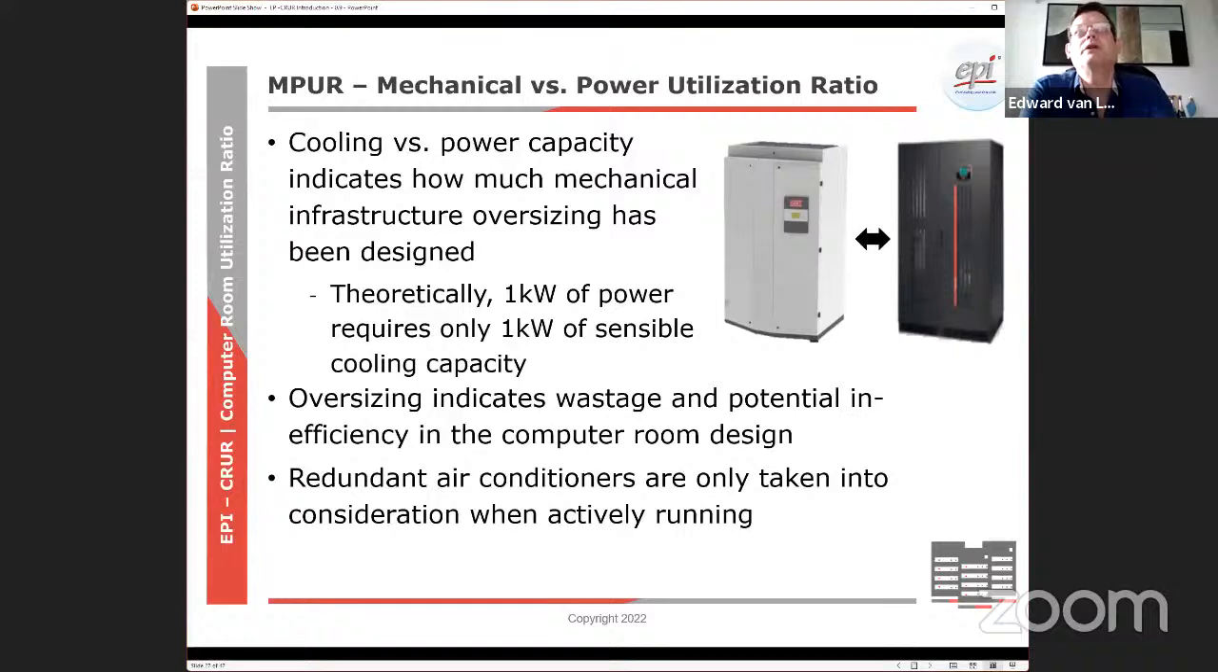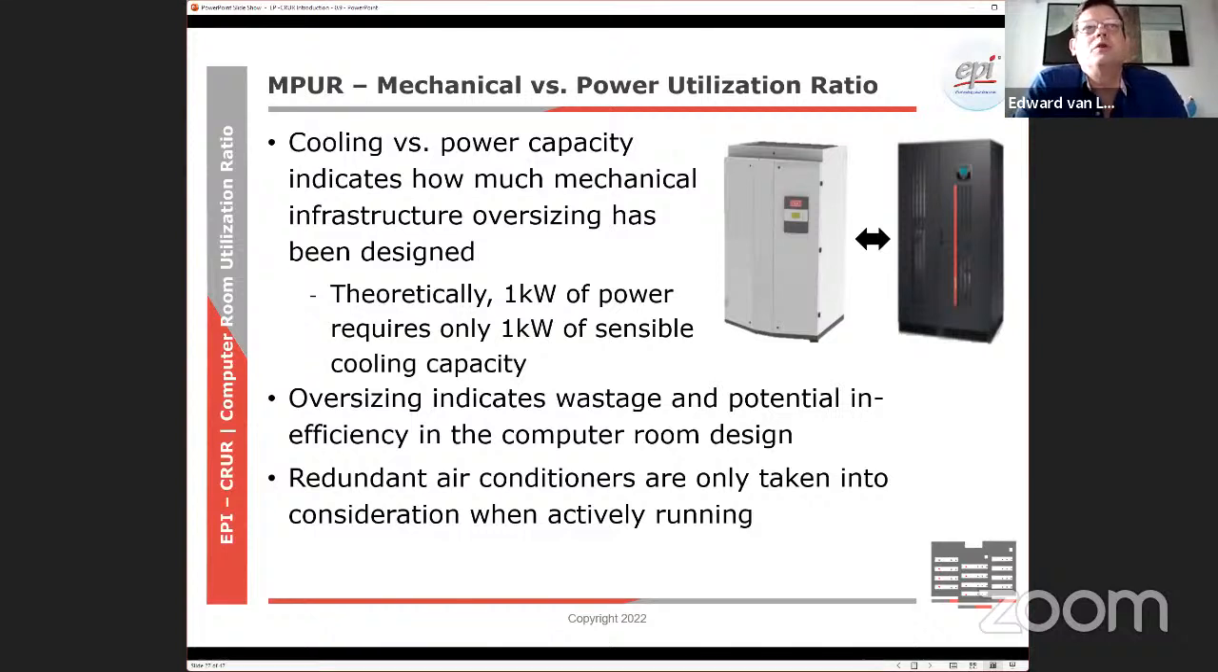Another very important part is the MPUR, which is the mechanical versus power utilization ratio. For those of you that are science driven, we know that energy cannot be created and energy cannot be disappearing, right? So energy is always transforming. That simple law of energy basically says that if I have 1 kilowatt of IT load, it generates maximum 1 kilowatt of heat. Therefore, I only need to potentially have an air conditioner of 1 kilowatt to remove that heat. This is the theoretical scenario.